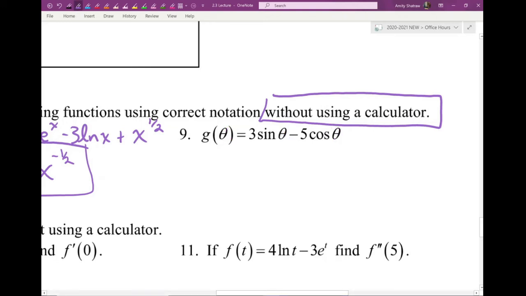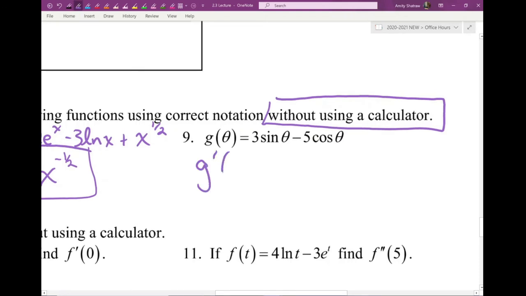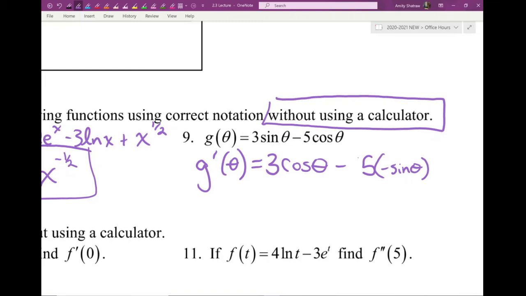So if I take the derivative g prime of theta, if I accidentally wrote an x there, it would be okay. All right. The derivative of sine is cosine, and there was a 3 in front, so there should still be a 3 in front. The derivative of cosine is negative sine. And there was a -5 out in front, so there should still be a -5. Be careful with your parentheses here. I am taking this and I'm making the derivative happen right there.